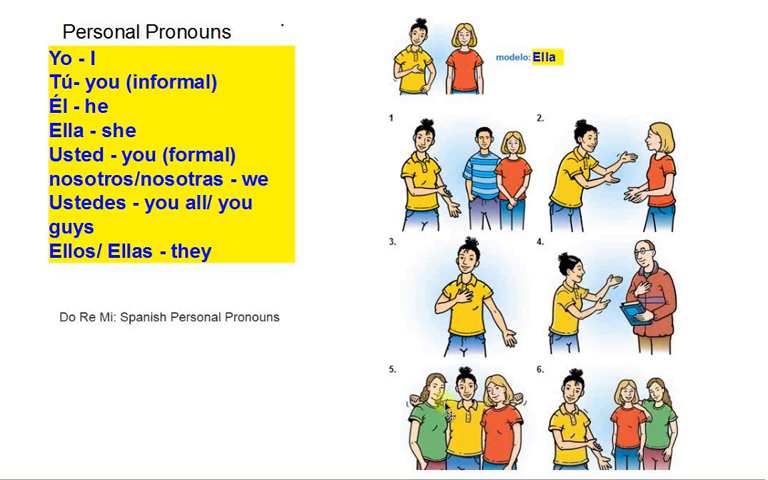And now Maria is talking about herself and her friends, so they are all girls, she should use nosotras. And number 6, she's talking about two girls. Okay, no boys involved, so it should be they, but the feminine they. Ellas. Okay, I hope that was helpful. Make sure you review this one more time if necessary.